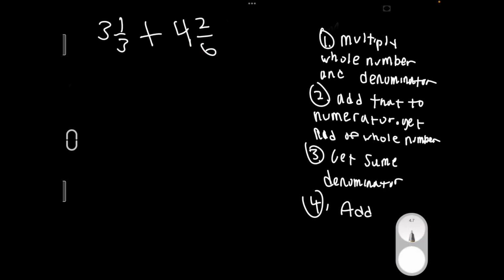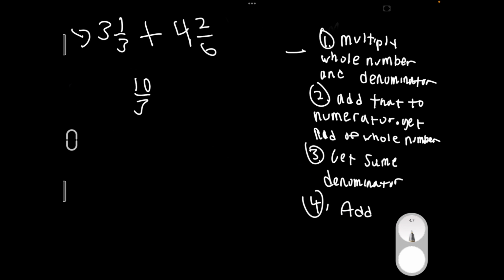So here's another adding problem with mixed numbers. On the right, I listed down the steps for adding mixed numbers. Right now, since we're just starting, we're going to be on the first step. The first step is to multiply the whole number and the denominator. That's what we did before. So let's start with this mixed number right here. 3 times 3, that's 9. And we add it to the numerator, which is 9 plus 1. And that would be 10. So it would be 10/3.